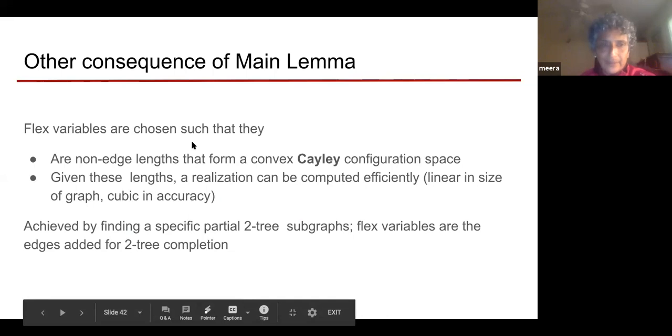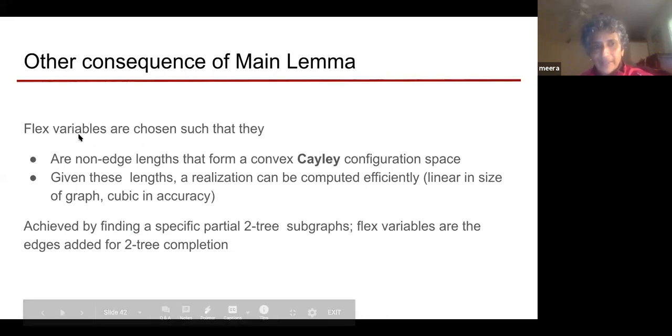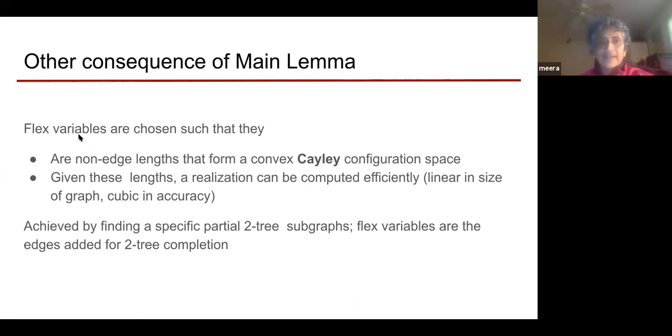So I call them flex variables. In other words, these are the degrees of freedom that are parameterized by the non-edges in that branch covering map. So the map would be to these values of these flex variables, the image of that map. And these are the non-edge lengths that form a convex Cayley configuration space because they are part of a two tree. And then given these lengths, a realization can be computed efficiently.